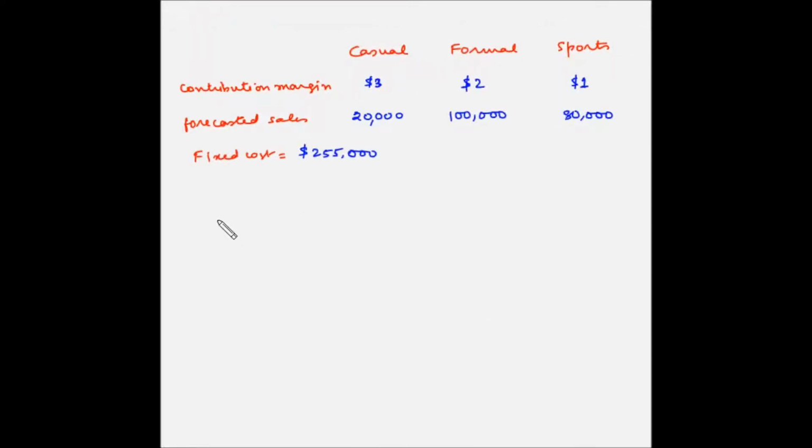So the third part is, what would operating income become if 20,000 units of casual, 80,000 units of formal and 100,000 units of sports shoes were sold? What is the new break-even point in units if these relationships persist in the next period?